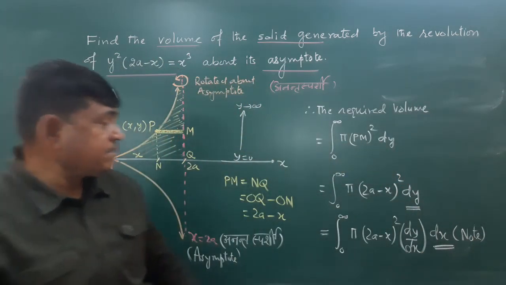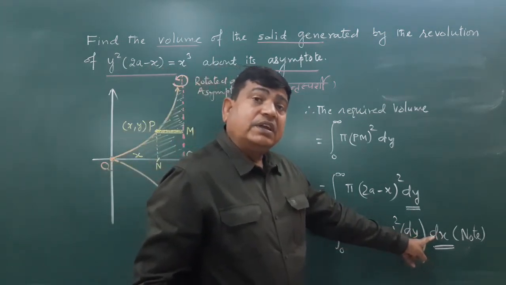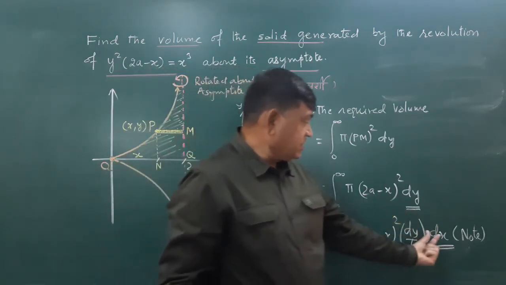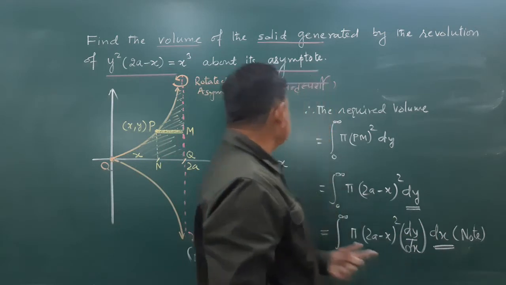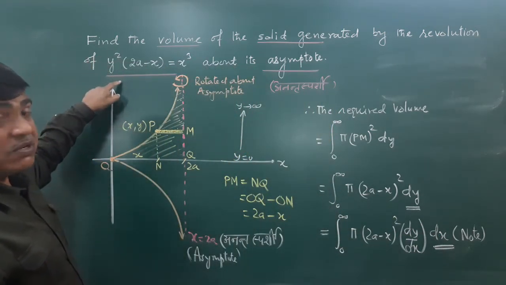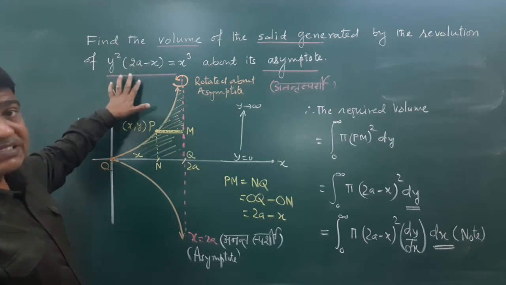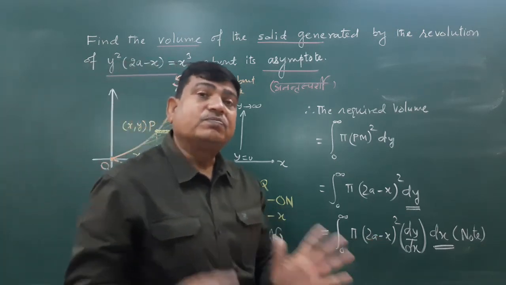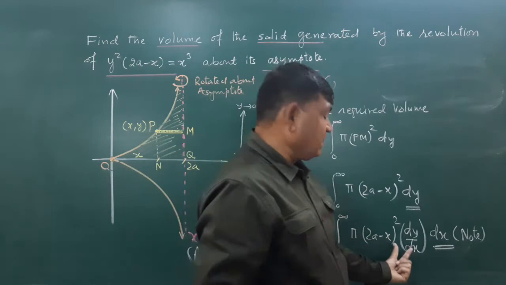क्या कर दिया मैंने? इंटीग्रेशन का जो वेरिएबल है वो चेंज कर दिया है. यहाँ मैंने लिखा dy by dx. यहाँ से मैं dy by dx कैलकुलेट करूंगा. जब मैं dy by dx कैलकुलेट करूंगा तो यहाँ से 2a minus x रिपीट हो जाएगा, और पूरा का पूरा जो टर्म है वो केवल x में आ जाएगा.